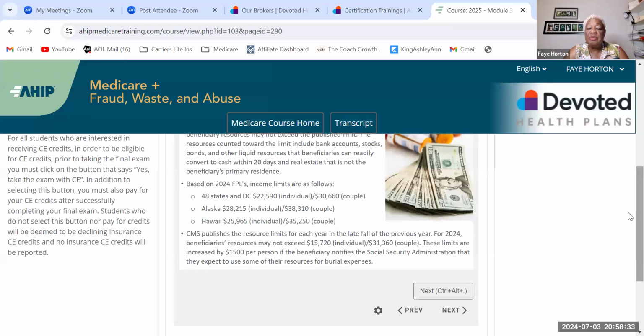CMS publishes the resource limits for each year in the late fall of the previous year. For 2024, beneficiaries' resources may not exceed $15,720 individual or $31,360 couple. These limits are increased by $1,500 per person if the beneficiary notifies the Social Security Administration that they expect to use some of their resources for burial expenses.